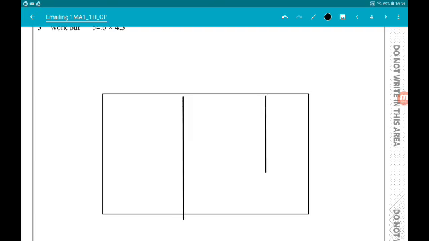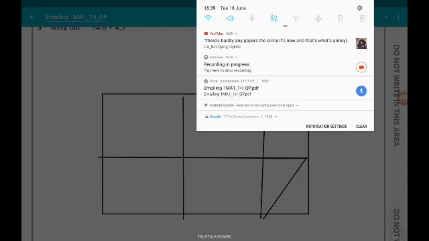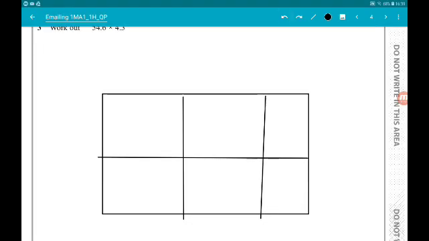So we need a 3 by 2 grid. Doesn't have to be perfect, luckily. Now what we do is put diagonal lines from bottom left to top right of each box.